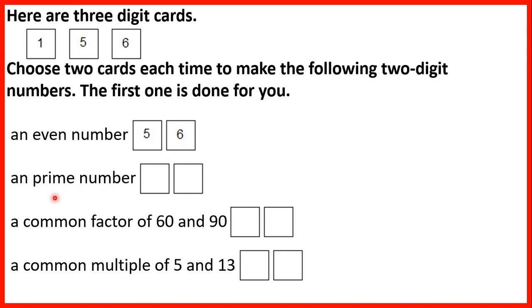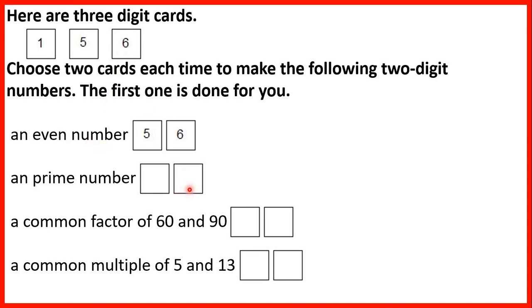Now we need to find a prime number. And a prime number is a number with only 2 factors. A number that's only in the 1 times table and its own times table. So we can't use the 5 as our ones digit because any number that ends in a 5 will be in the 5 times table, will be a multiple of 5. And we can't use 6 as our ones digit because if a number ends in 6, it's an even number, so a multiple of 2.